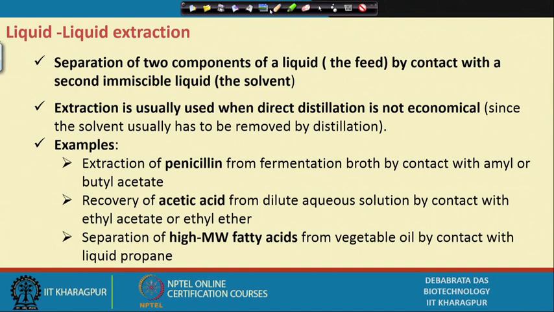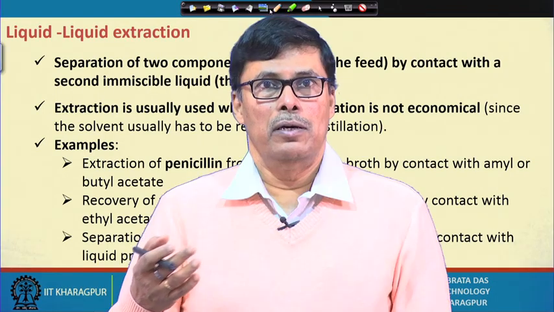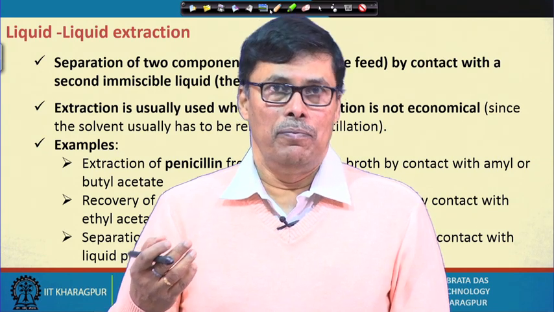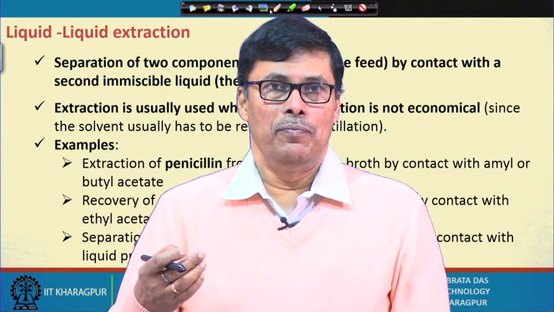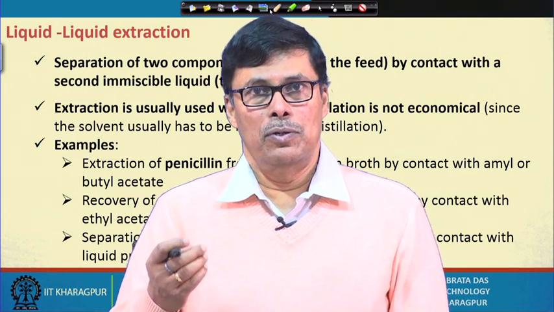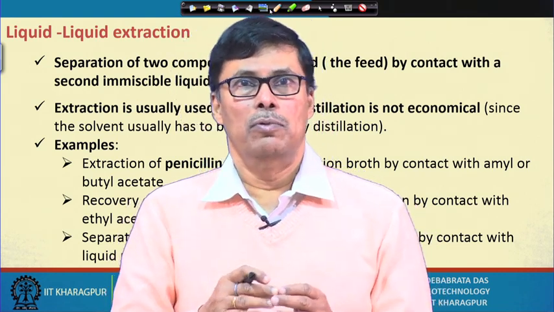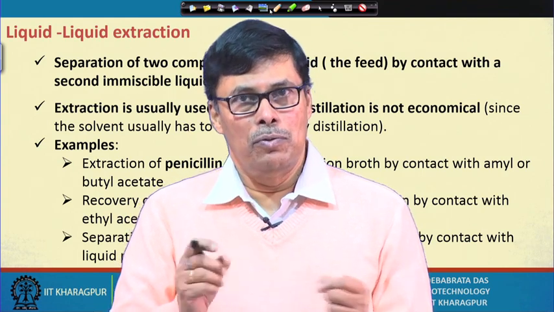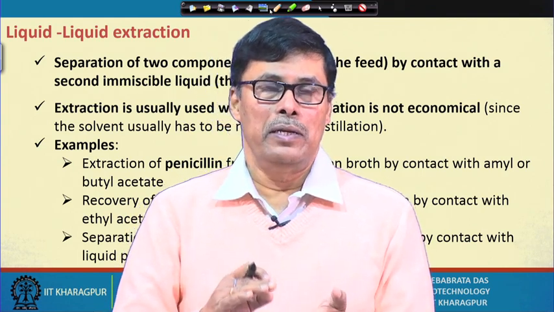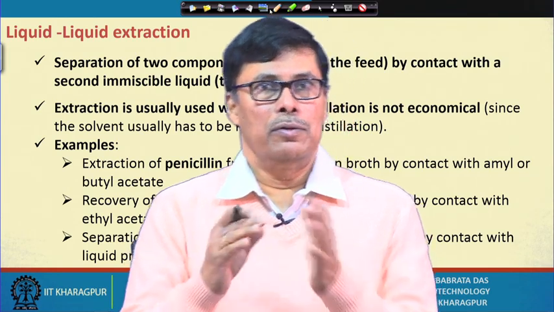In the penicillin industry, the penicillin present in the fermentation broth, when you reduce the pH of the broth to 2, becomes more soluble in the solvent layer, that is amyl acetate or a similar kind of solvent which is not soluble in water. So, when you mix them together, the penicillin will move from the aqueous layer to the solvent layer.